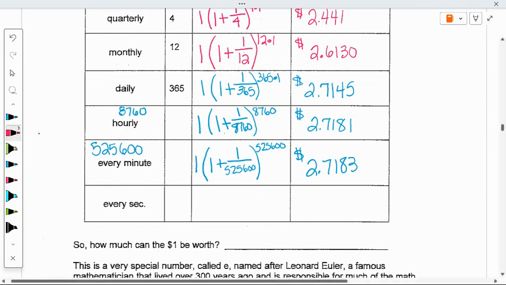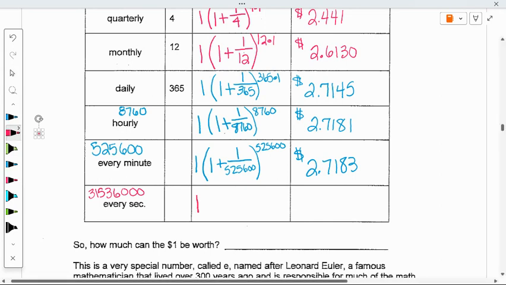Go ahead, I'm ready for you, Aiden. You didn't figure out how many seconds are in there? Oh, it's in scientific notation? It should be 31,536,000. Okay, so there are 31,536,000 seconds in a year.